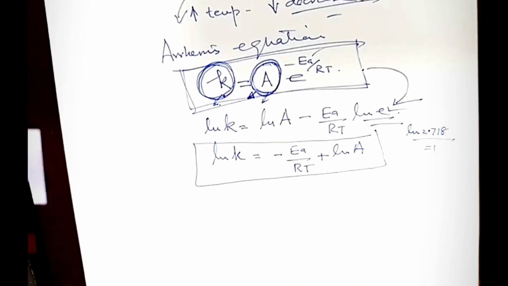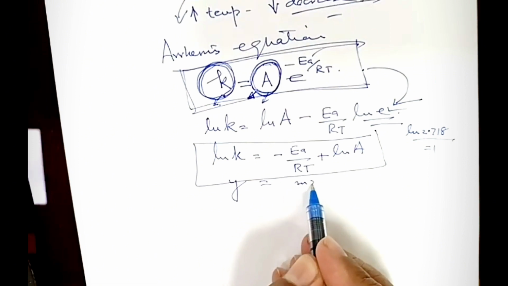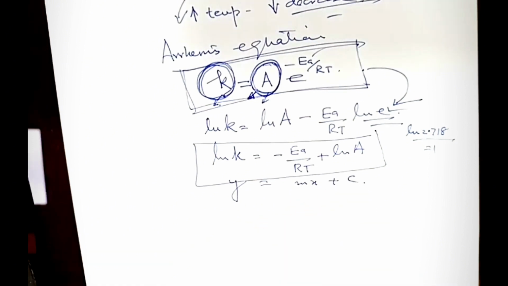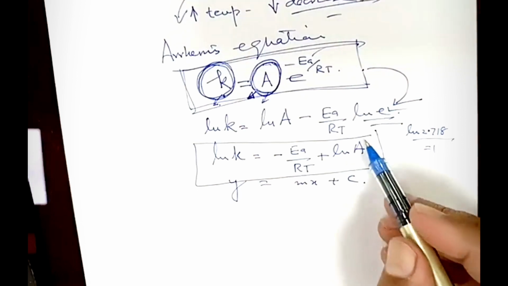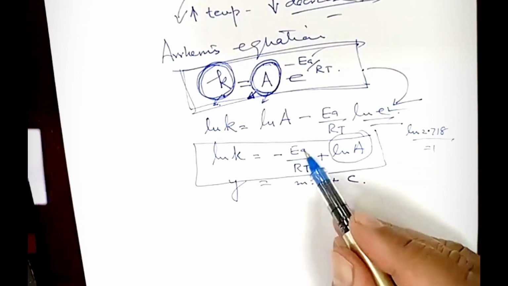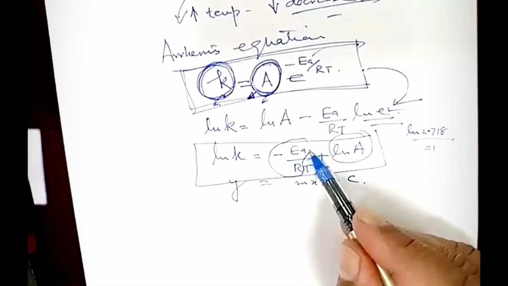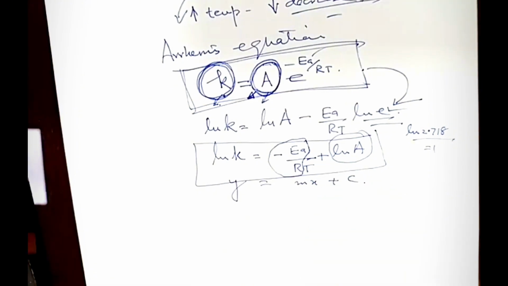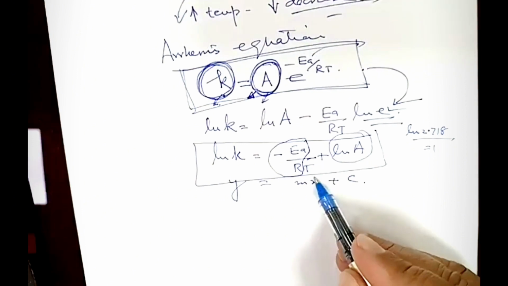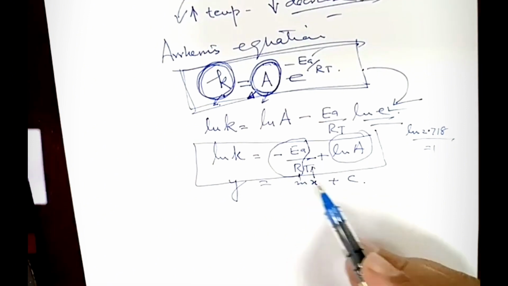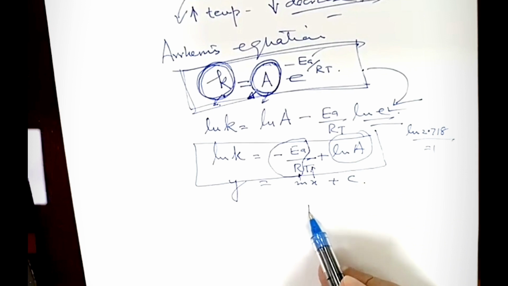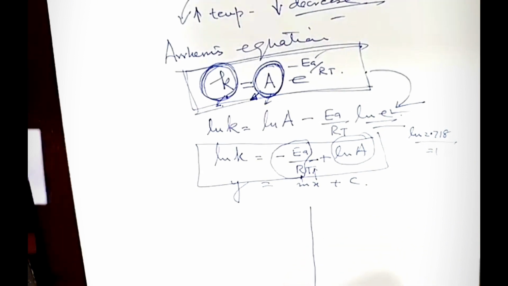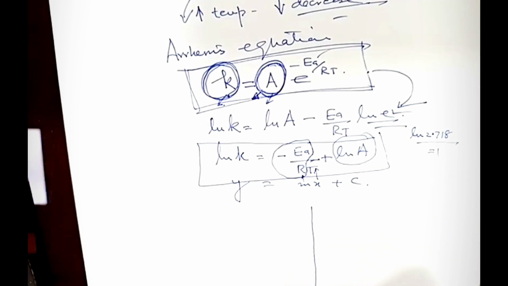So this is a straight line equation, y equals mx plus c. This is the standard straight line equation. This is the intercept and this is the slope or gradient, and 1 over T is the x-axis. 1 over T is x. This is m, the slope of the line. c is the intercept.